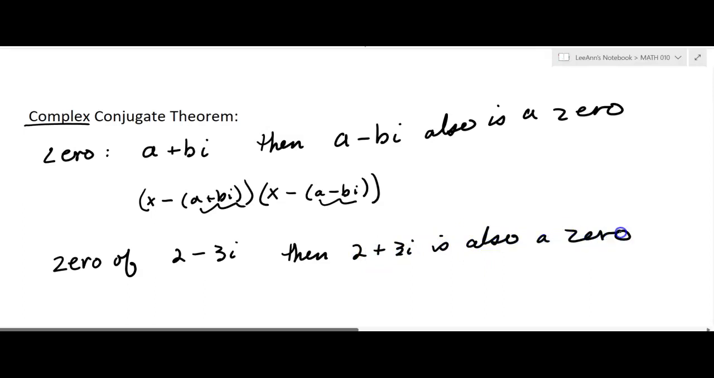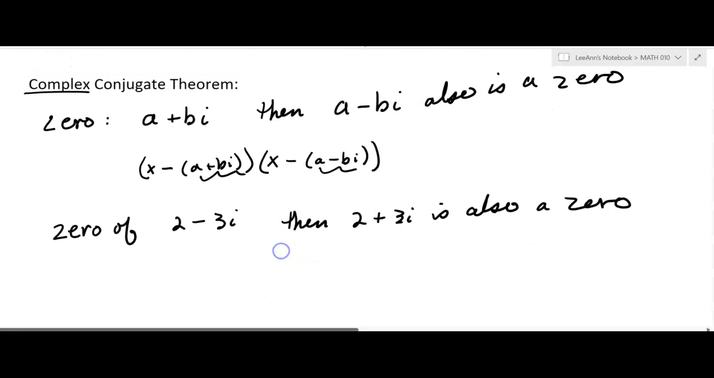So the complex numbers, the ones in a plus bi form that aren't real, they have to come in pairs, okay? So I think that's it for the complex conjugate theorem. We'll see it in the next video.